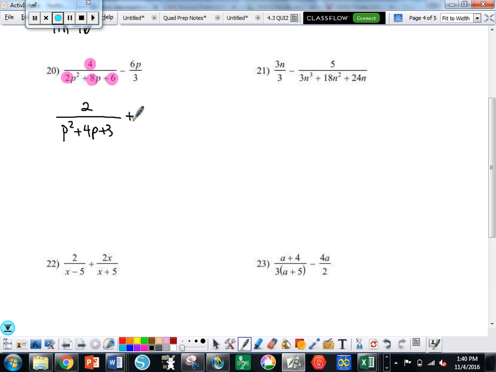Now, these numbers are both divisible by 3. I did make this a negative, but if I divide it by 3, I have a 2p over 1. That's going to create a simpler problem, because now all we have to do is multiply the top and the bottom of this by p squared plus 4p plus 3.